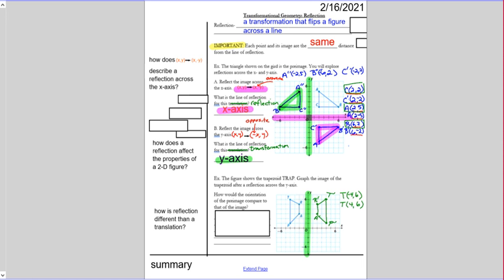So you should be able to tell me, how does that reflection, how does x, y to x comma negative y describe what is happening when you cross the x-axis? How does a reflection affect the properties of that two-dimensional shape? So what happened to our two-dimensional shape? Did it change? They didn't change, did they? All it did was flip over. It's actually still a congruent shape, okay? And then how is reflection different than a translation? So talk about that. So you can go into this page and you can write your summary.